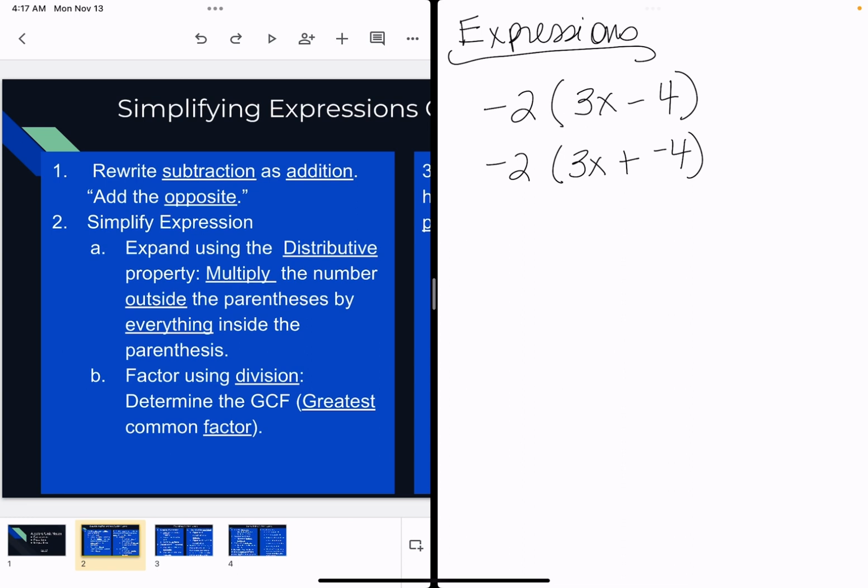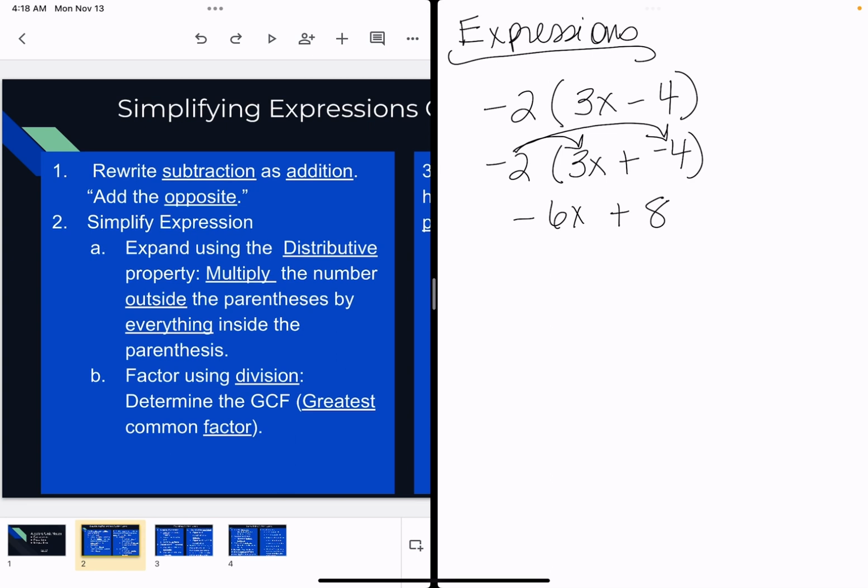The second step is simplify the expression. We're going to expand using the distributive property. So this problem right here, we have the distributive property that we can do. We're going to multiply the number outside the parentheses, which is the -2, by everything inside the parentheses. So -2 times 3x is -6x plus, right here, this is where that change from subtraction to addition was super helpful, -2 times -4. A negative times a negative is a positive, so this would be positive 8. So this answer right here is -6x + 8.